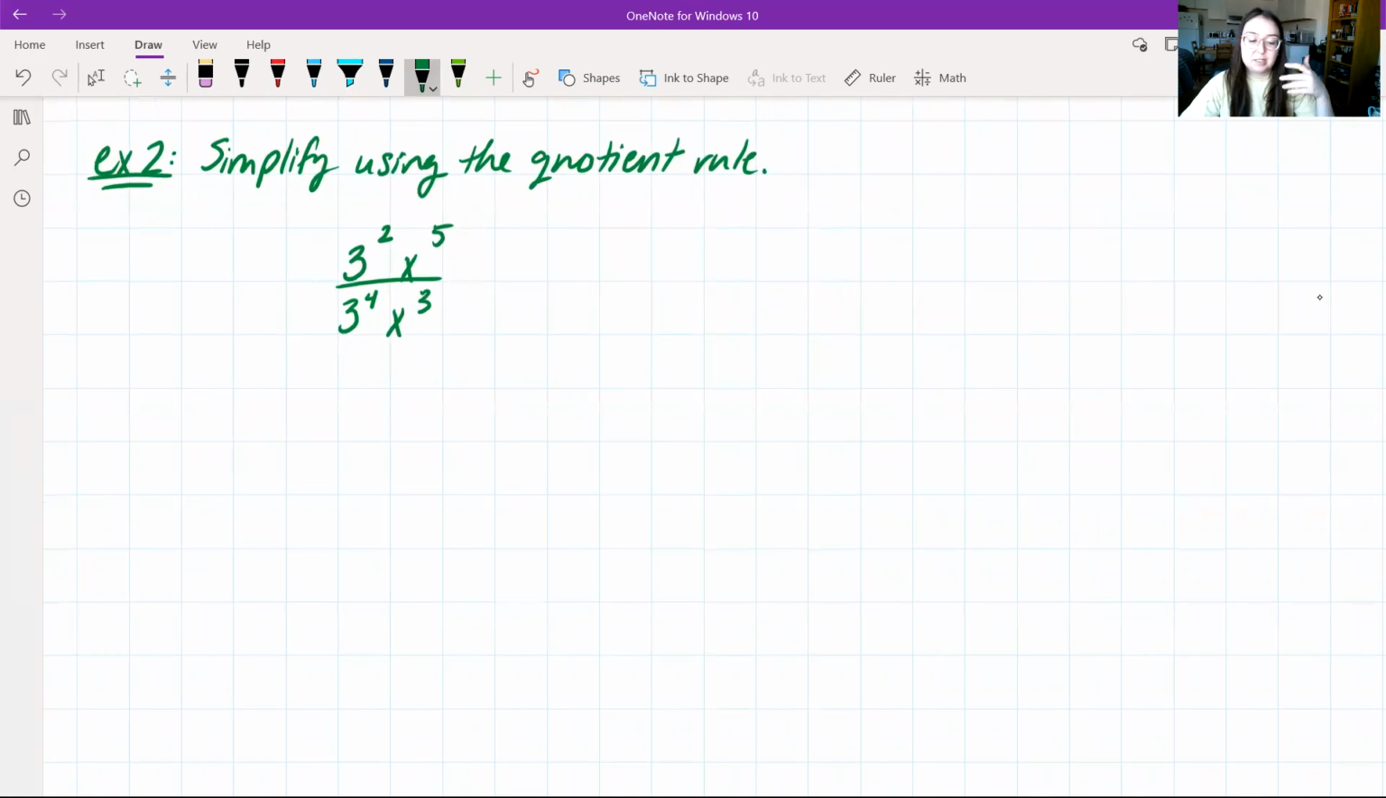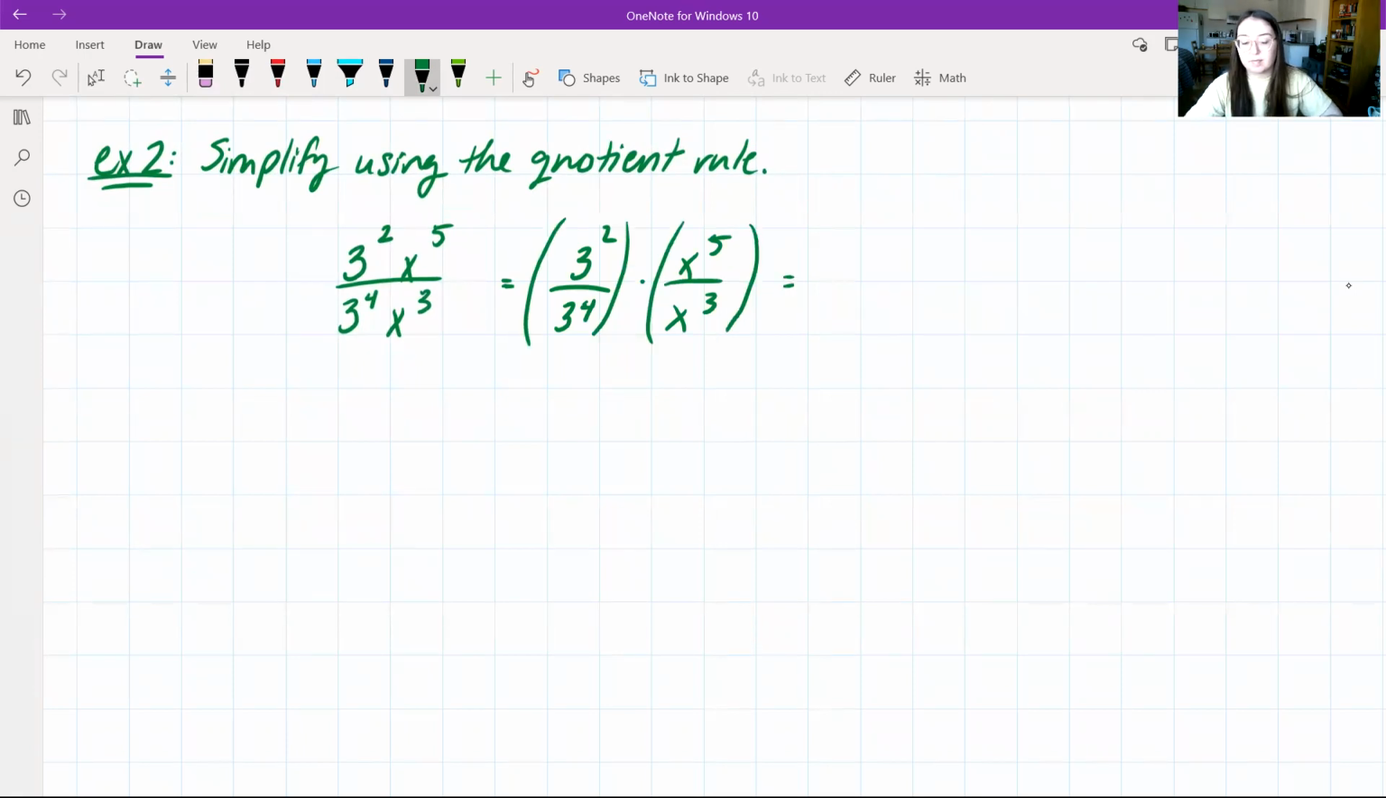So now example 2, we want to simplify using the quotient rule. We're given our expression here, 3 squared times x to the power of 5 divided by 3 to the power of 4 times x to the power of 3. We can separate out our like terms here. So we can separate out our 3's and our x's to state that we have 3 to the power of 2 divided by 3 to the power of 4 times x to the power of 5 divided by x to the power of 3. So now we've separated these. Then we can use our quotient rule now.